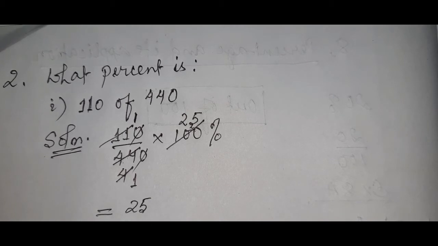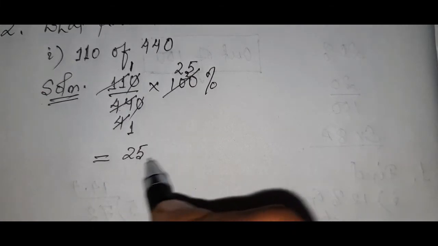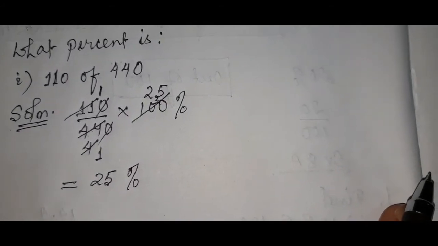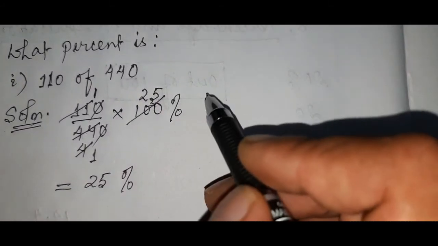So if the denominator is only 1, then you don't need to write it. Okay, so you have here 25%. So this is your answer. Now this is a very simple one.